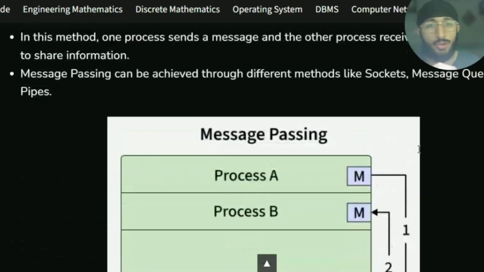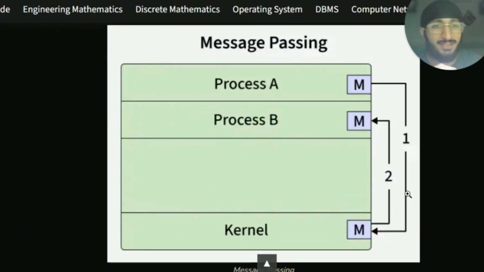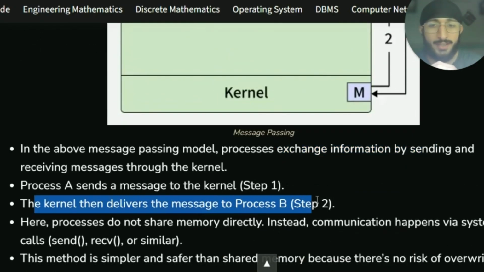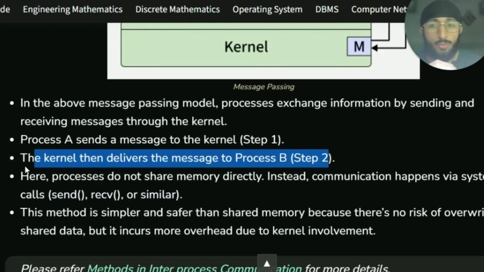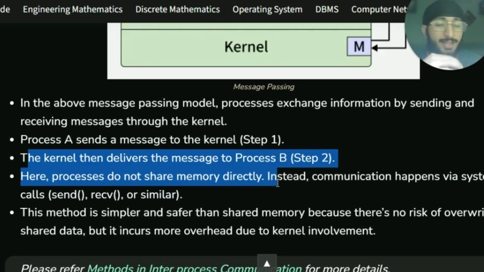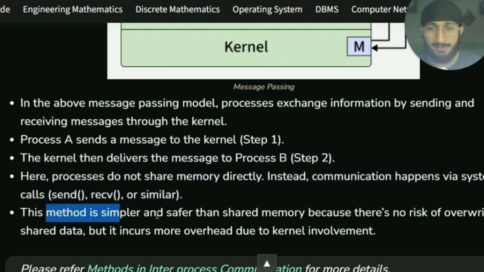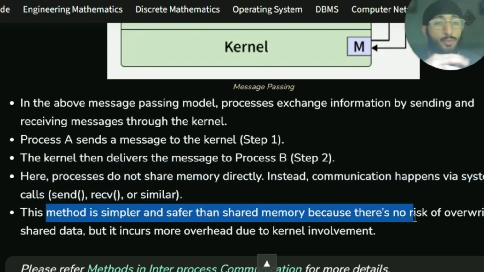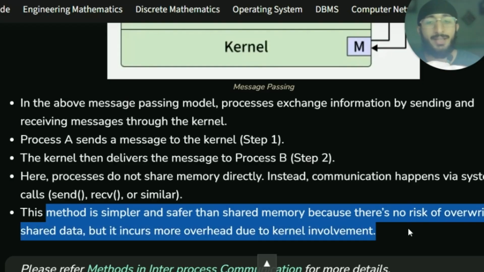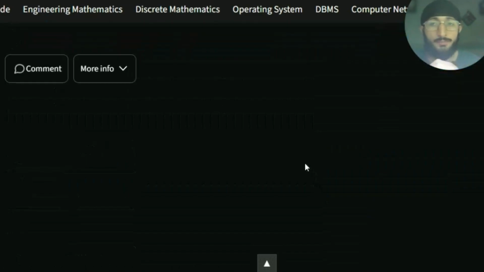Process A sends a message to the kernel, which is step one. Then the kernel delivers the message to process B. That is step two. Here, processes do not share memory directly. Instead, communication happens via system calls like send, receive, or similar. This method is simpler and safer than shared memory because there is no risk of overwriting shared data, but it incurs more overhead due to kernel involvement.